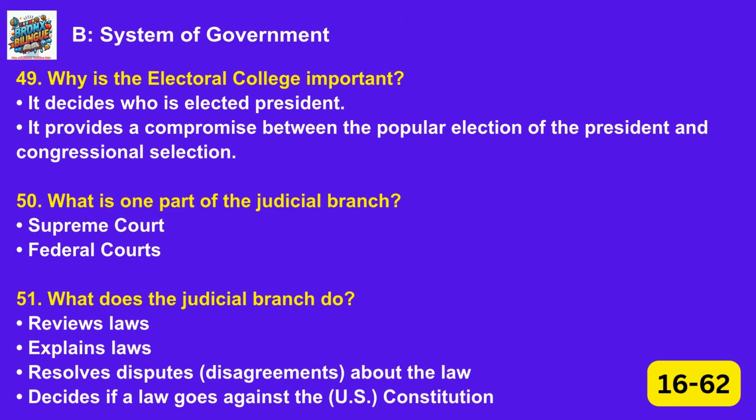49. Why is the Electoral College important? It decides who is elected president. It provides a compromise between the popular election of the president and congressional selection. 50. What is one part of the judicial branch? Supreme Court, federal courts. 51. What does the judicial branch do? Reviews laws, explains laws, resolves disputes about the law, decides if a law goes against the Constitution.